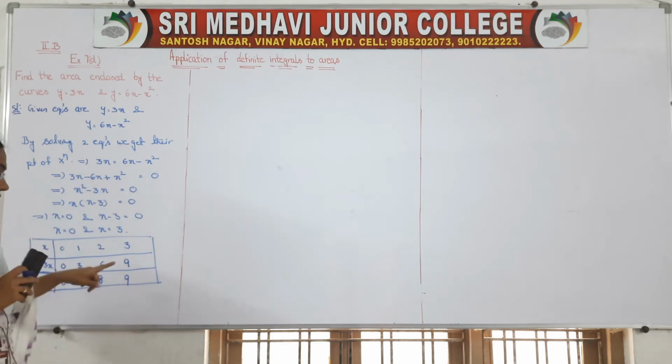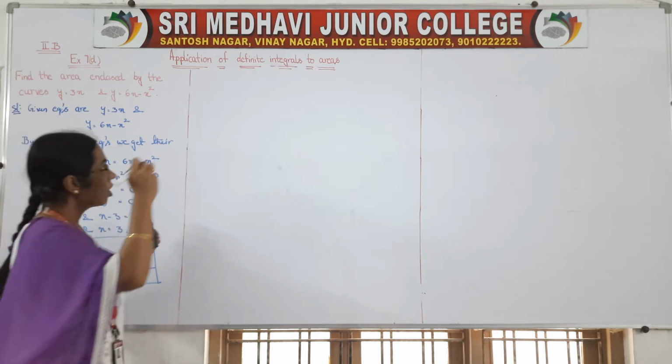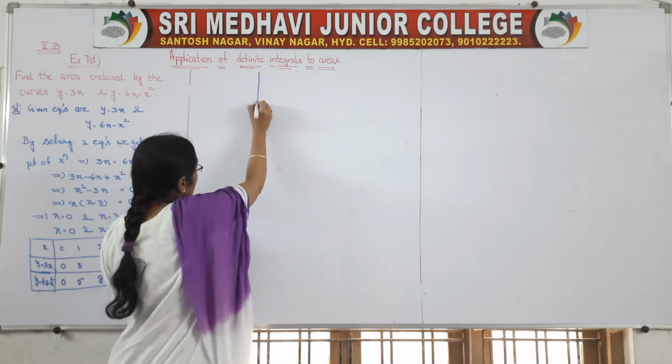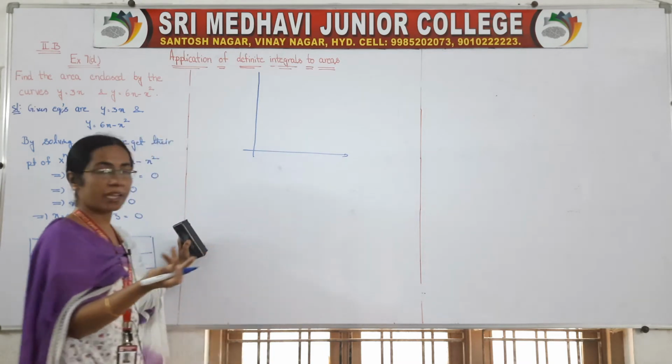Maximum y value is 9. Maximum x value is 3. Both x and y start with 0. So on the y axis we have to take till 9. On the x axis, 3 is enough.